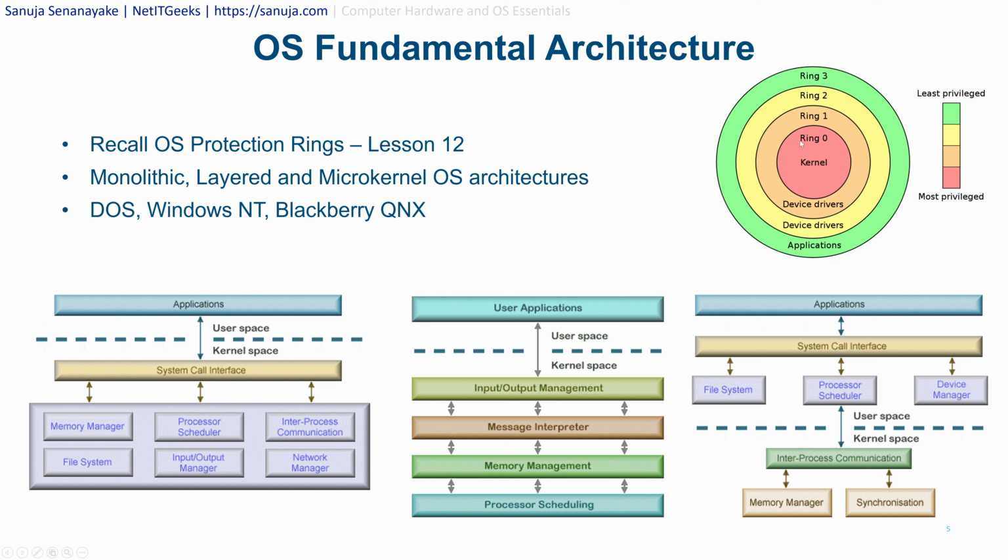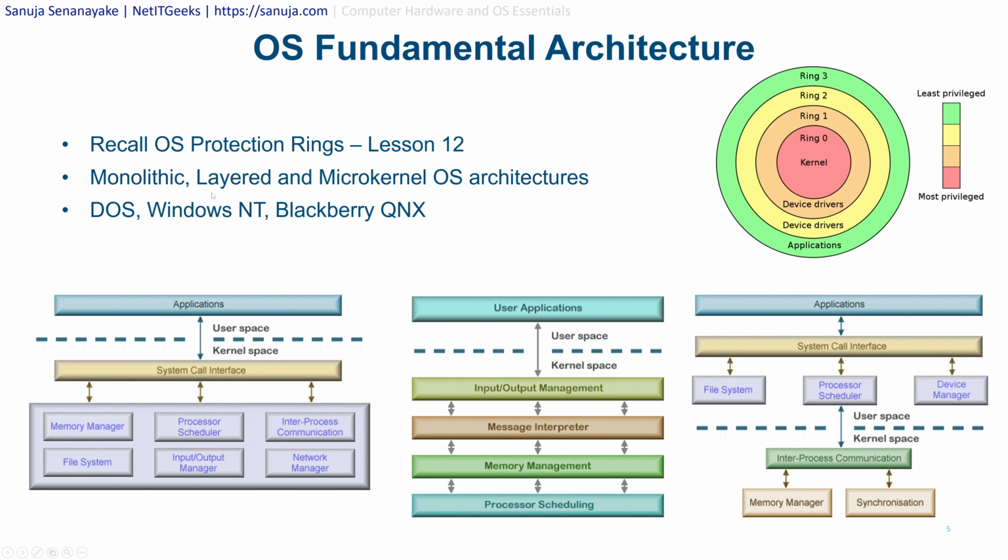Basically, what you need to understand is you have different separations associated with these different rings that will be separating the device drivers, applications, and the kernel. And the operating system operates at the kernel level, which is the most privileged option that you can get in the OS rings of protection. So that's all the fundamentals that you need to remember. But if you want to go into detail on how that works with virtualization, etc., you can check out my lesson 12 in this series.